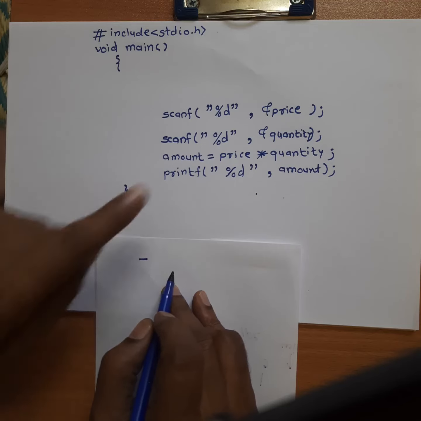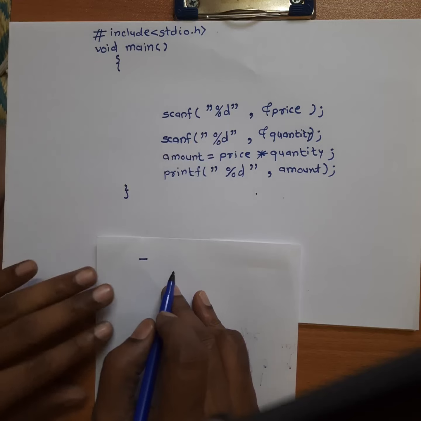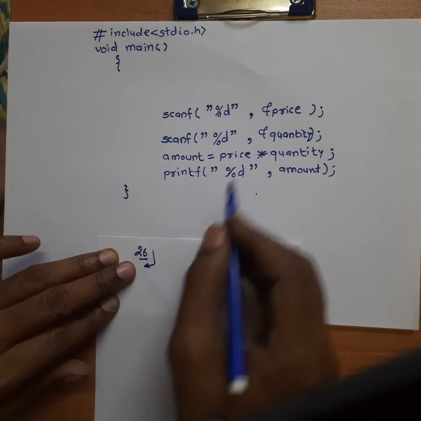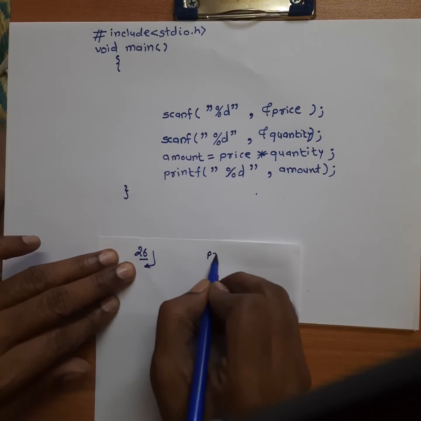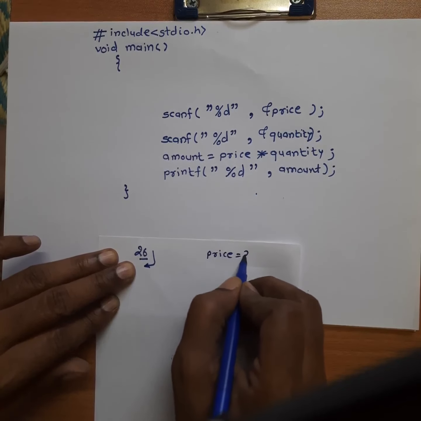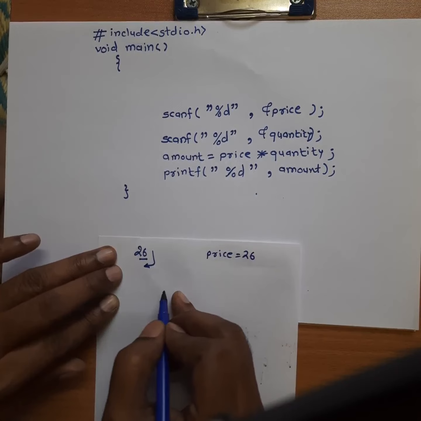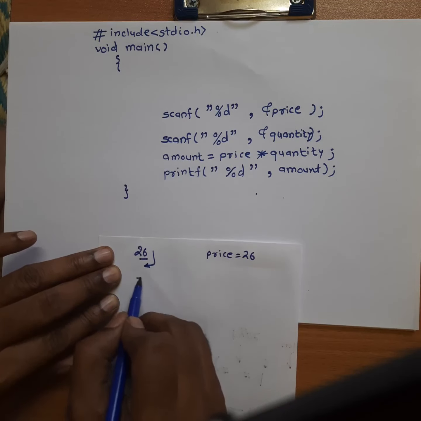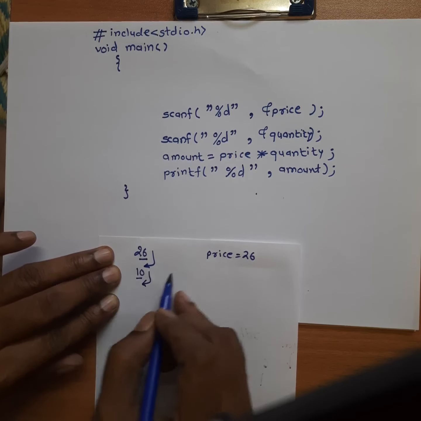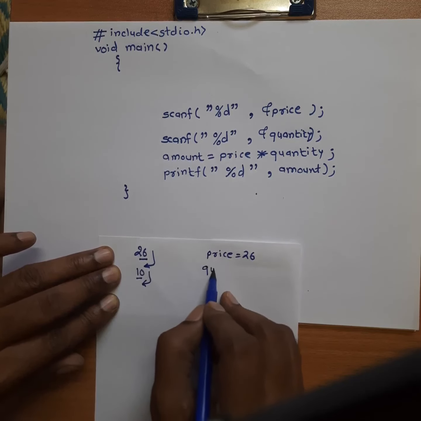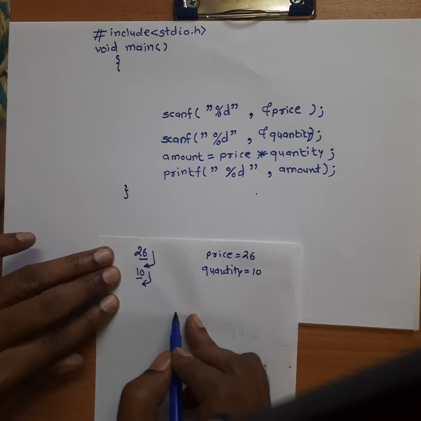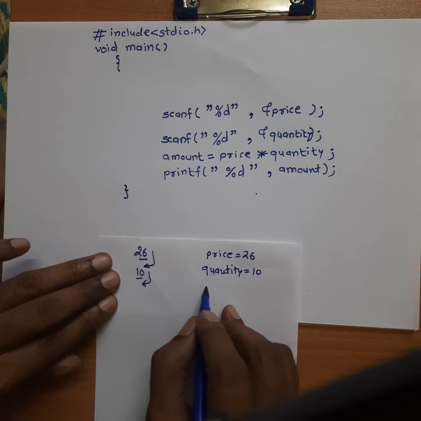So, this indicates %d, which means we have to input one number. If I input 26 and press the enter key, this 26 will automatically be given to price. So price becomes 26. Then it will go to the next statement, scanf %d. Again it gives you a blinking cursor. Again you have to give one number. If I input 10 and press the enter key, it will consider quantity as 10.